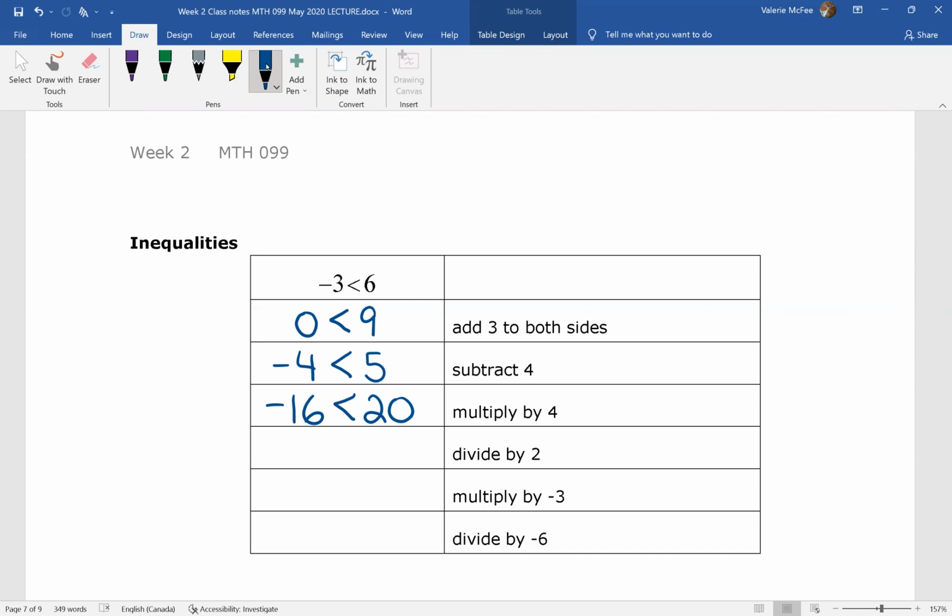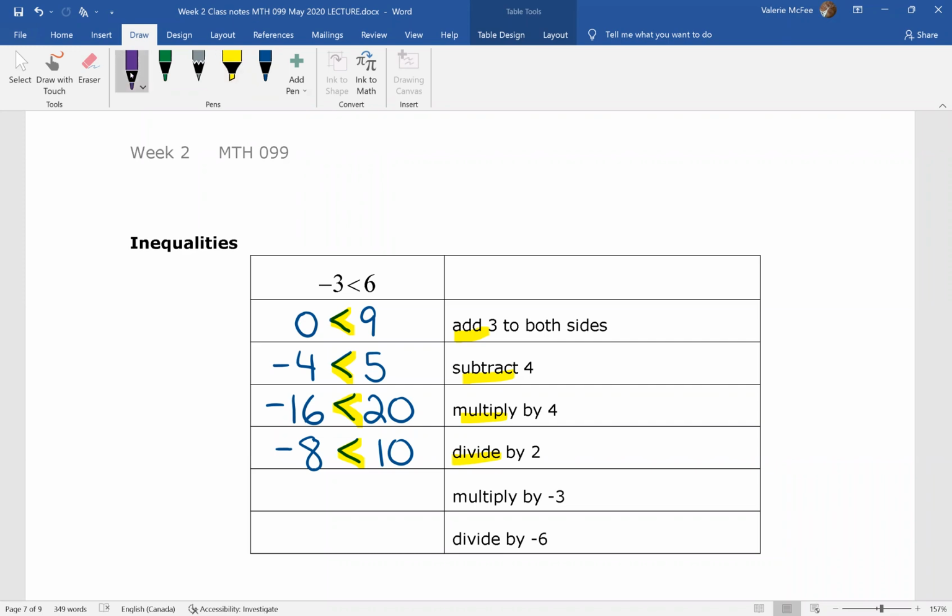We can divide by 2. -16 divided by 2, 20 divided by 2, and we see that -8 is less than 10. We added, subtracted, multiplied, and divided, and the sign did not change.